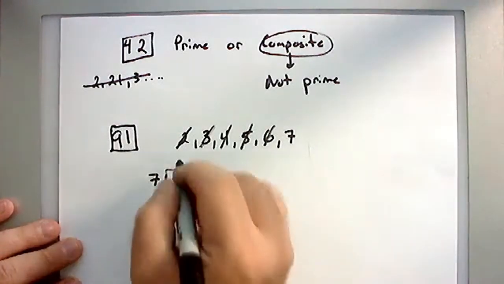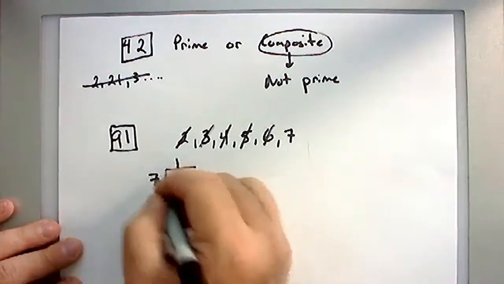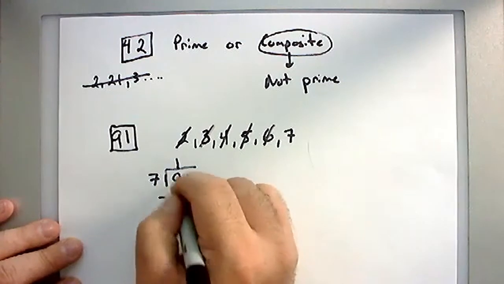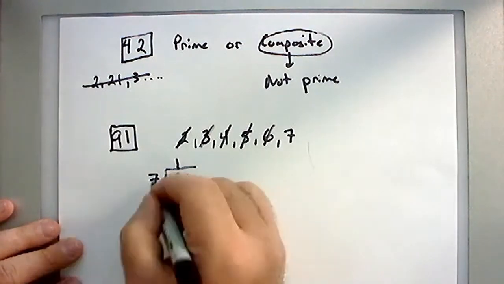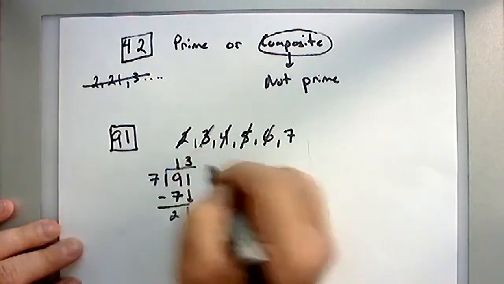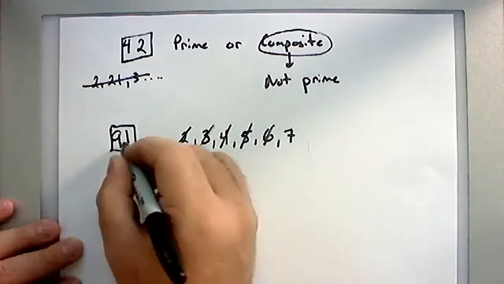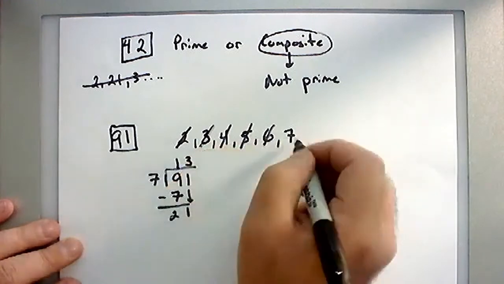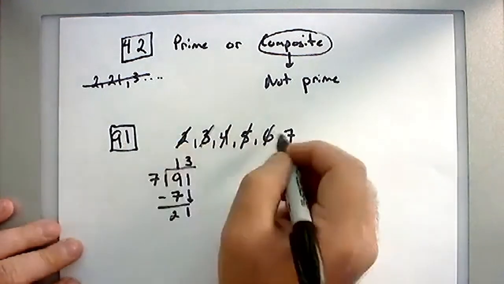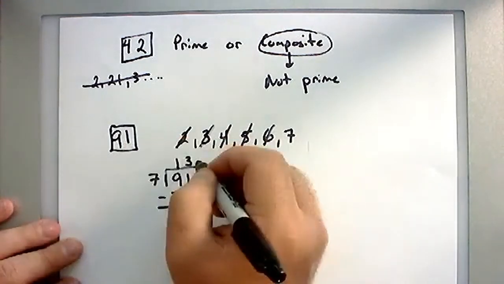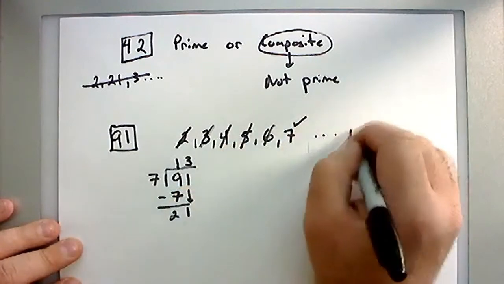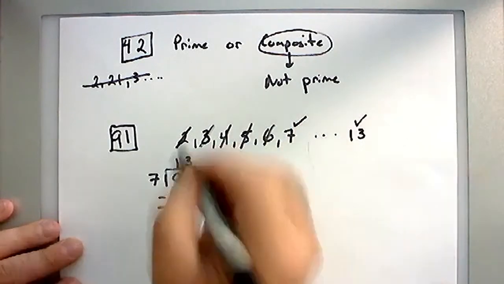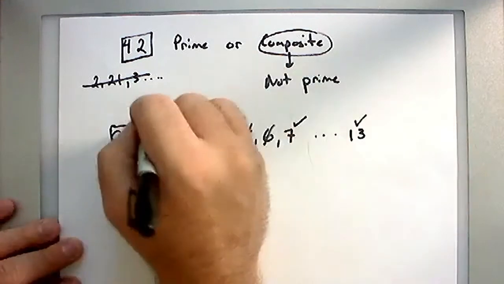7 goes into 9 one time. 1 times 7 is 7. Subtract. Bring down. Hopefully you're getting comfortable with this by now. 7 goes into 21 3 times. So 7 goes into 91 13 times. So 7 goes in, and if we kept going, we would have found that 13 goes into it. So this is also composite.